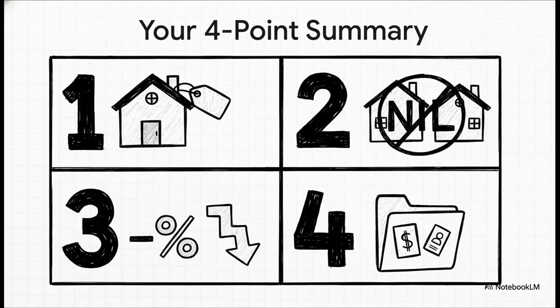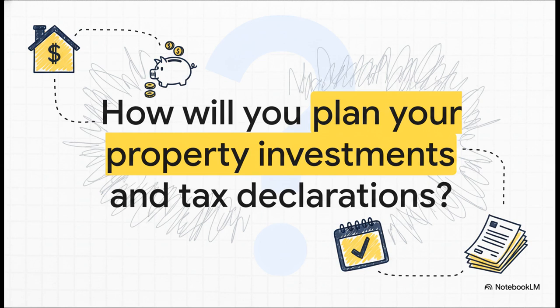3. Your 2 best friends for saving tax here are the flat 30% standard deduction and the deduction for home loan interest. And finally, 4. Documentation is king. Keep your municipal tax receipts and your lender's PAN details handy. And that really covers the A to Z of how income from house property works under the new act.